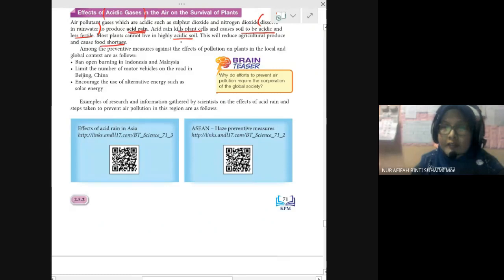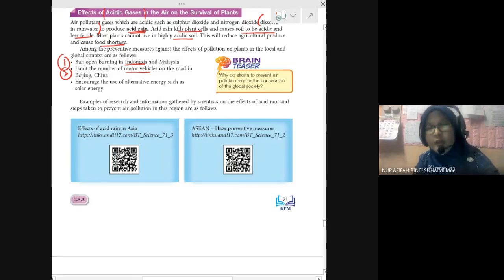Okay, among the preventive measures against the effect of pollution, number 1, we ban open burning. But there's still some, in Indonesia. Always there. And then number 2, limit the number of motor vehicles on the road, in Beijing, China. Limit the number of motor vehicles in China. In Malaysia there are already many vehicles. Everyone wants to buy new. When they get a job, of course they want a new motorbike, a new car. So the number of motor vehicles still increases.